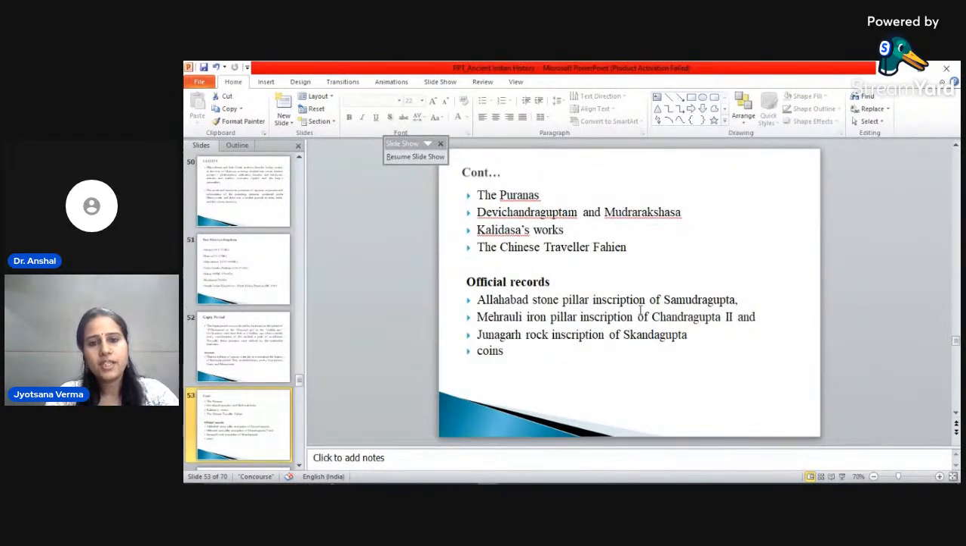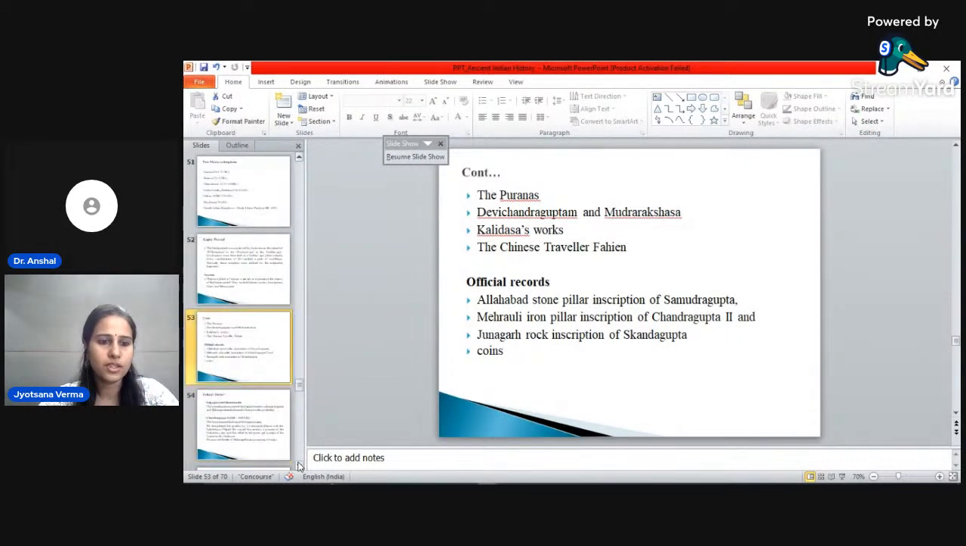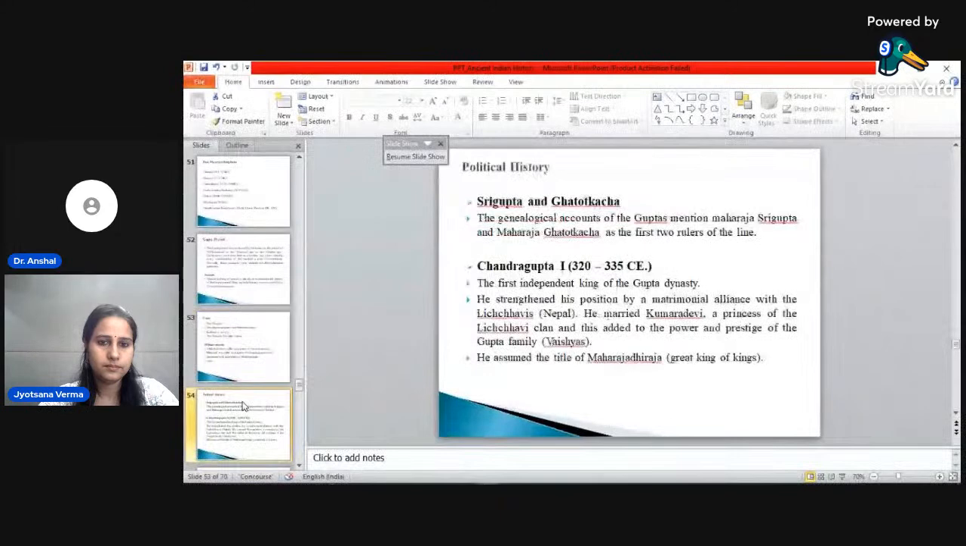And some of the official records: the Allahabad stone pillar inscription of Samudragupta is also an important source of this period, and the Mehrauli iron pillar inscription of Chandragupta II, and the Junagadh rock inscription of Skandagupta. These are the important sources of the Gupta period, and coins are also an important source.